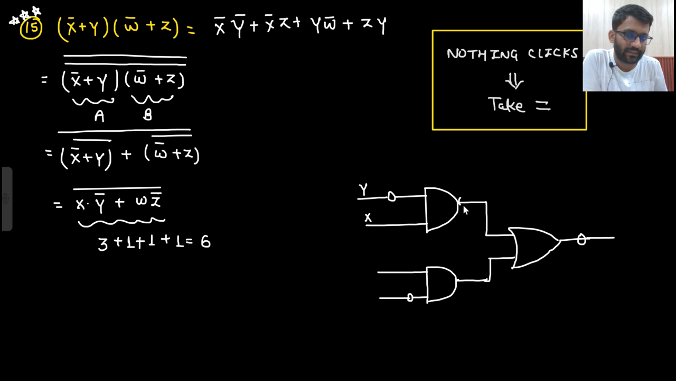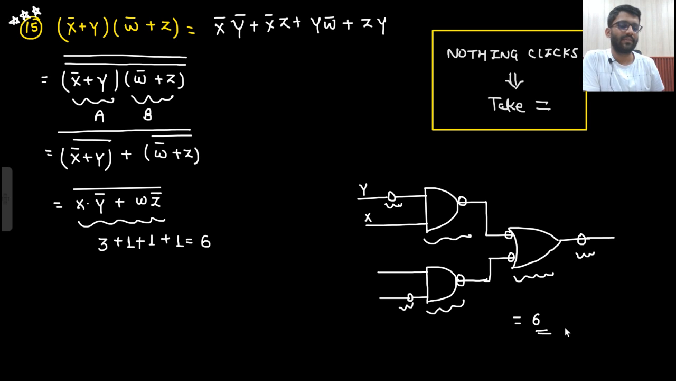If you need to make this an AND gate, then you will introduce another bubble here, and if this is an AND gate, you will introduce another bubble here. 1, 2, 3, 4, 5, and 6. The answer is 6. Okay, so that is the answer.